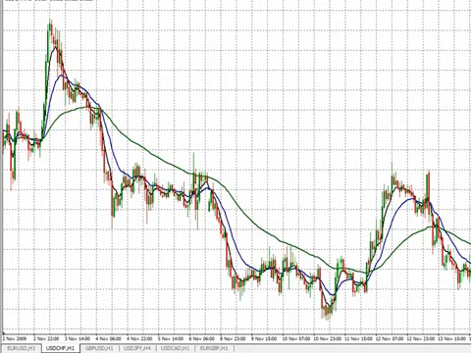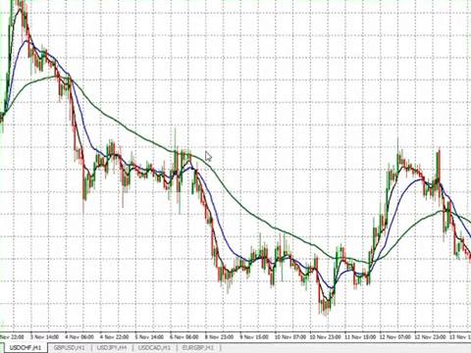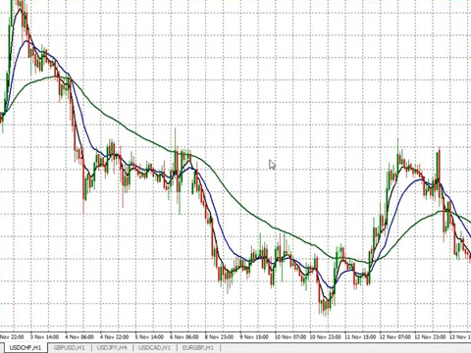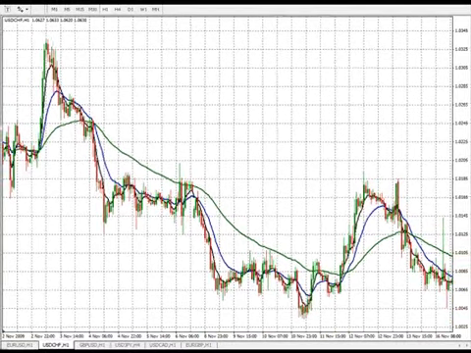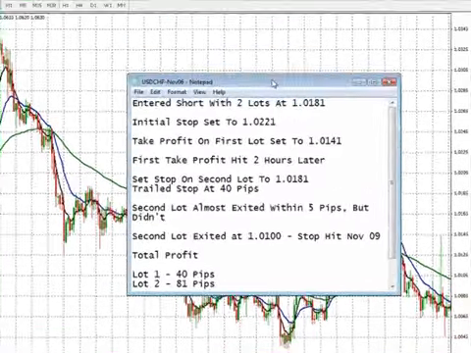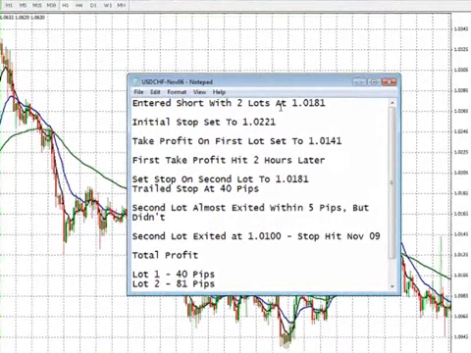At that point, we moved our stop loss to the break-even point, and then it almost stopped out again, but it didn't quite do it. What ended up happening is that it came within 5 pips of stopping out on the second lot, but it didn't. It turned around and continued to move in our favor, and the second lot ended up stopping out on November 9th. Just taking a look at what happened with this trade, we entered short with 2 lots at 1.0181.